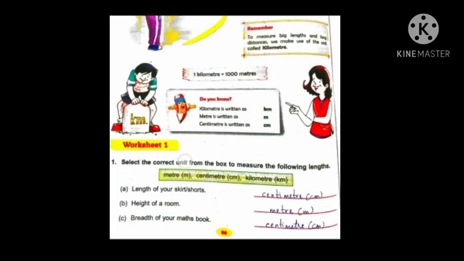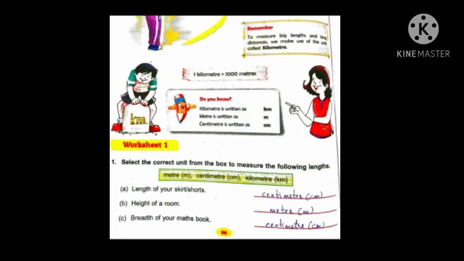Worksheet 1. See, children. Select the correct unit from the box to measure the following lengths. Here in the box, units of measurement are given. You have to select the correct unit from the box to measure the following lengths. Here the fill in the blanks is given. You have to choose the correct unit. Meter we can write as m. Centimeter you can write as cm. Kilometer you can write as km. Meter, centimeter and kilometer.